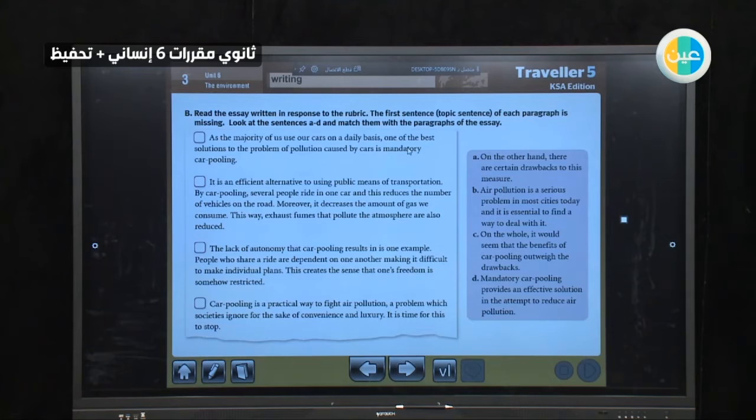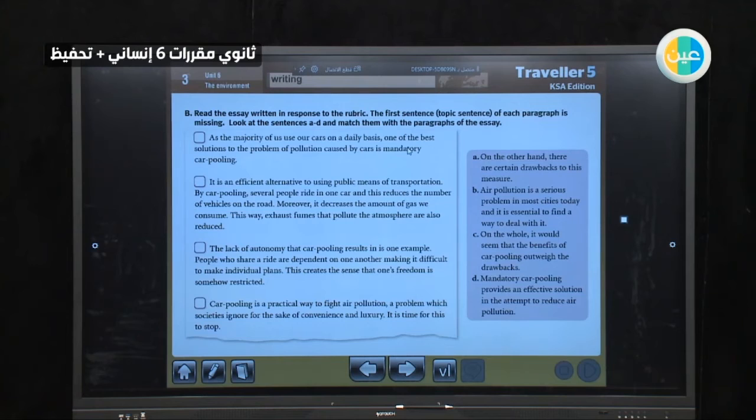So, are we here talking about something good or bad? Something we can call an advantage or a disadvantage? Yes, it's a disadvantage. So, here he is talking about the problem of carpooling. Okay, number 4. Paragraph number 4. It's the conclusion, it's the ending.